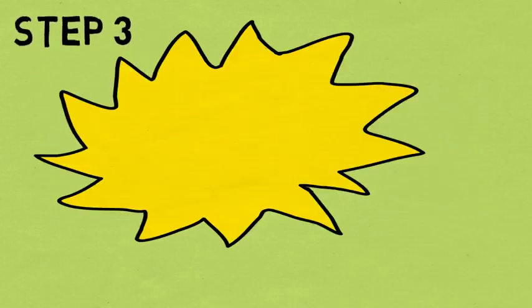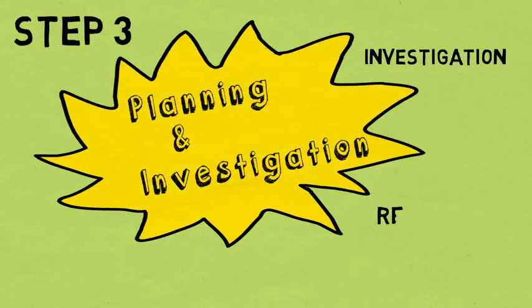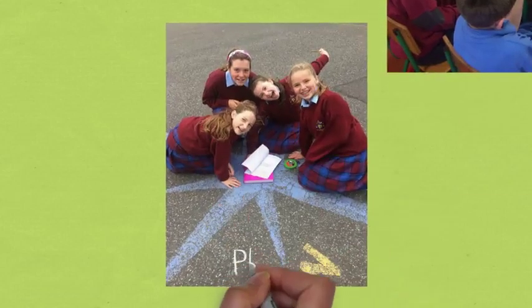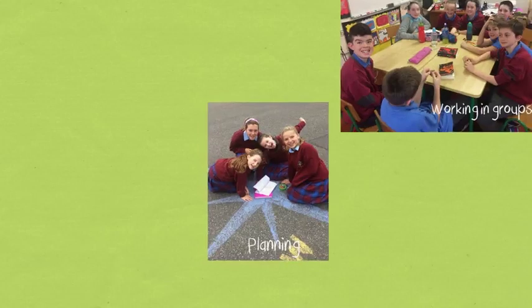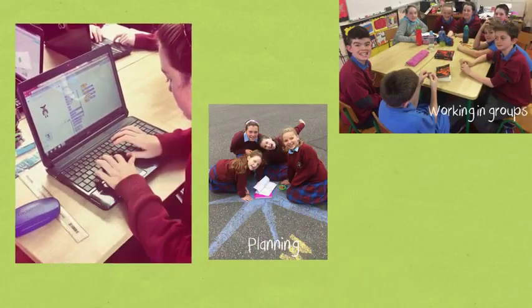Step 3 is planning and investigation. At this stage, children may conduct an investigation, research for a project, carry out an experiment, or gather data to help answer the questions they have formulated. This will usually involve group work, collaboration, and assignment of roles. Here students can use a variety of tools to help them. These might be technology-based, using the internet, designing and creating, or using other physical tools.